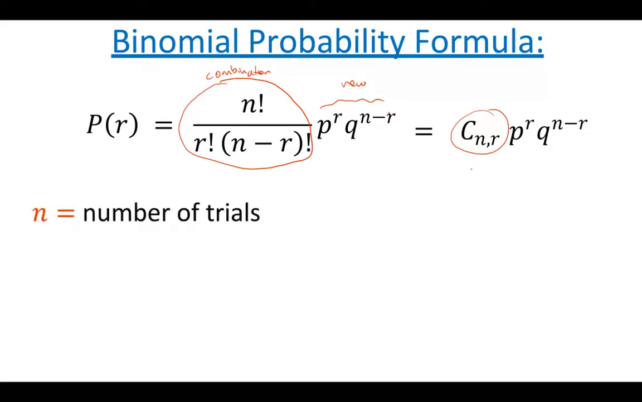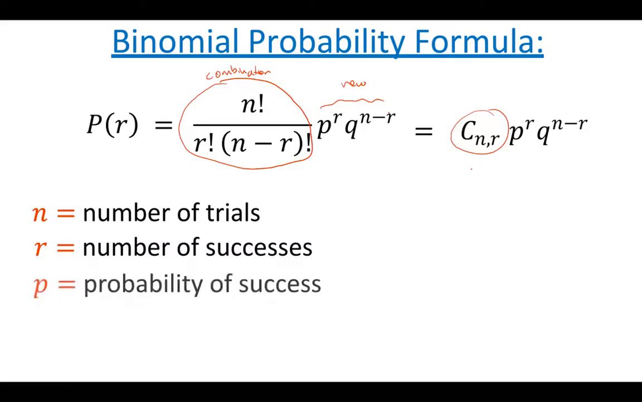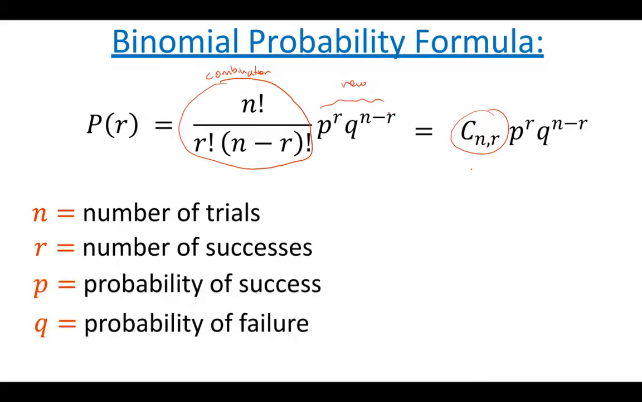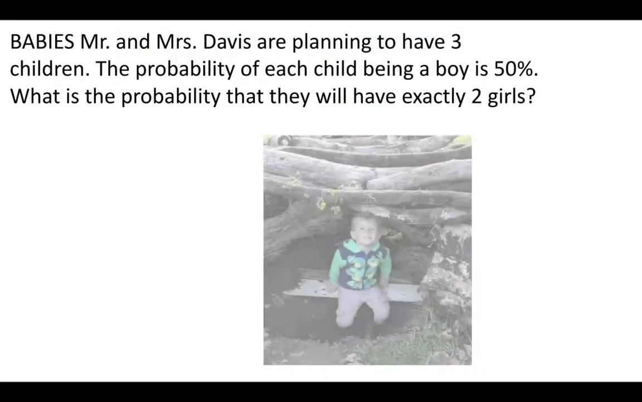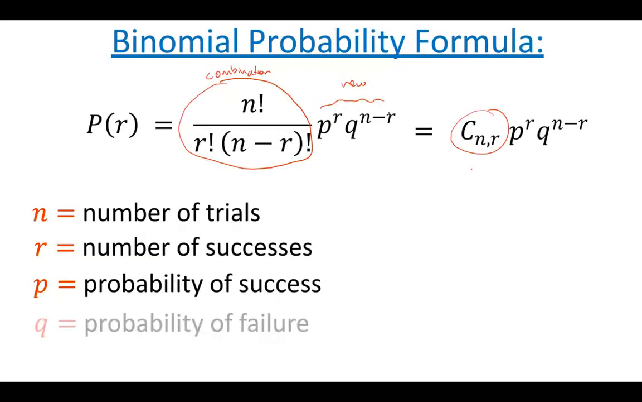So what all of these variables represent: n represents the number of trials. R represents the number of successes. P represents the probability of success. Q represents the probability of failure. All right, so there's our formula. Definitely take a second to write that down. You will need that one for all of these problems.